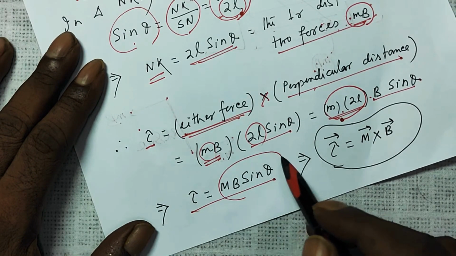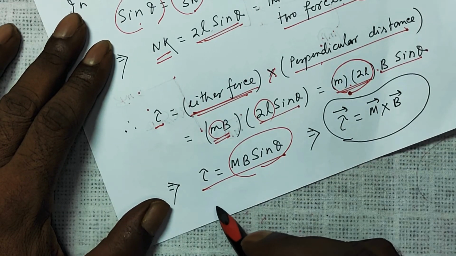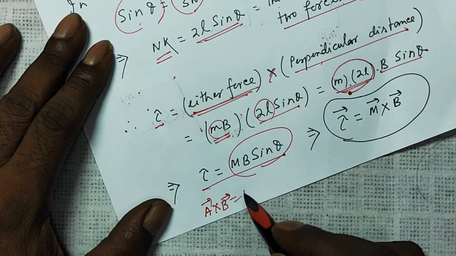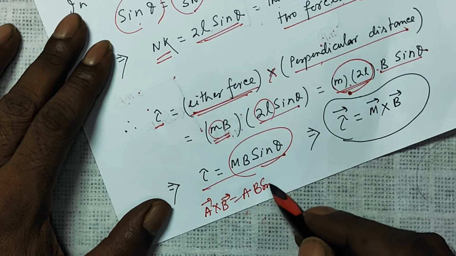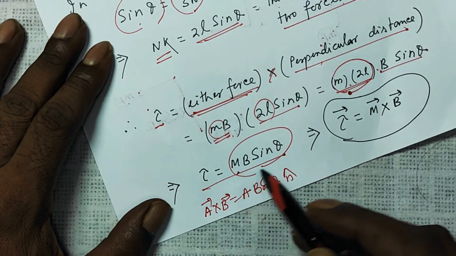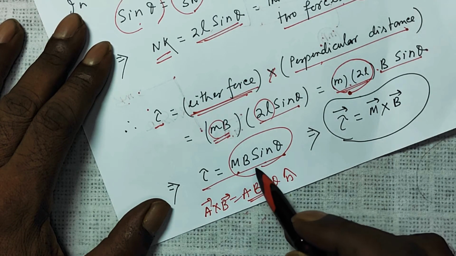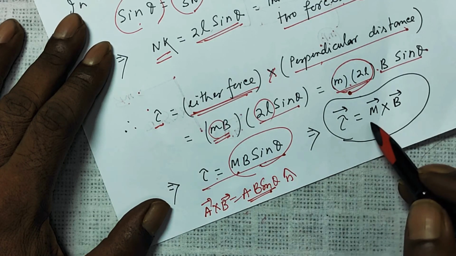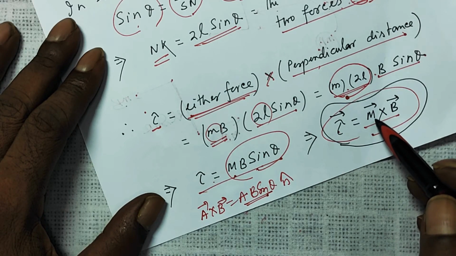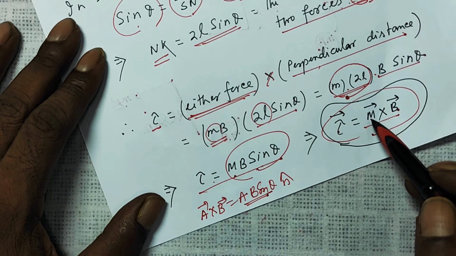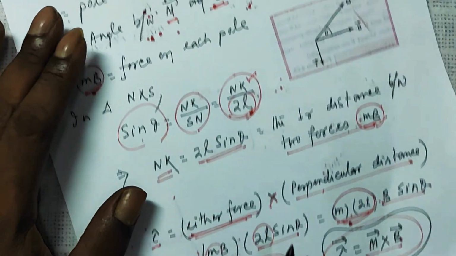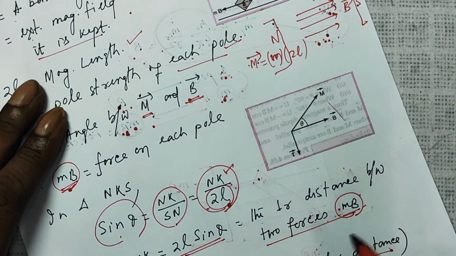And in vectors, we know if there are two vectors A and B, then A cross B is equal to magnitude of A, magnitude of B sine theta n cap. So since this is in this form, the torque is equal to M cross B. And what will be the direction of the torque? Same as the direction of M cross B. Whatever will be the direction of M cross B, that will be the direction of the torque. So that is what I am showing in this diagram.